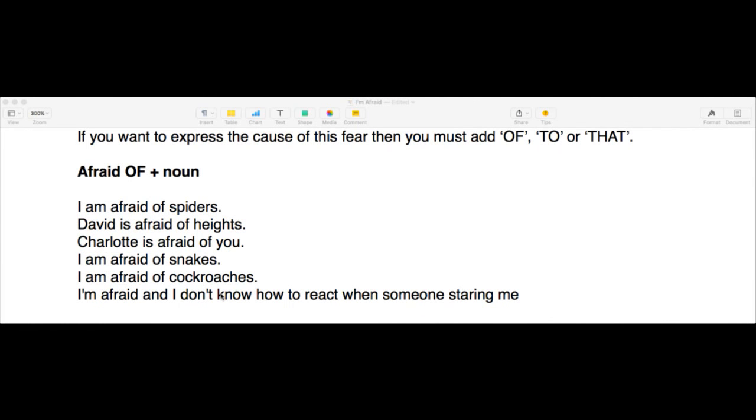Okay, so here's an interesting one from Daram. Daram has written, I'm afraid and I don't know how to react when someone staring me. So first of all, we need a full stop. I'm afraid and I don't know how to react when someone is staring at me. Okay, so we always need those words in there. When someone is staring at me. When someone is looking at me. When someone is talking to me. When someone is coming towards me.